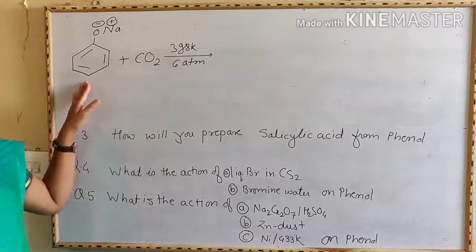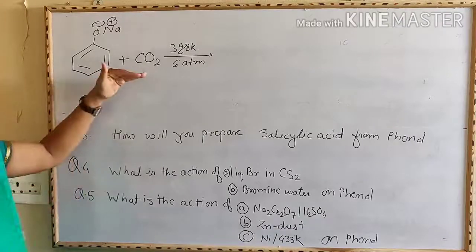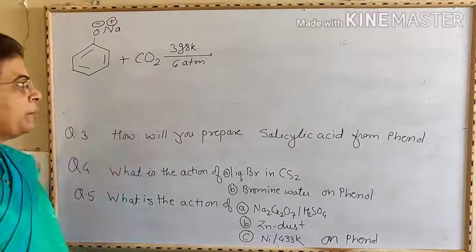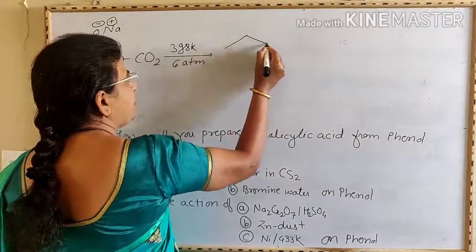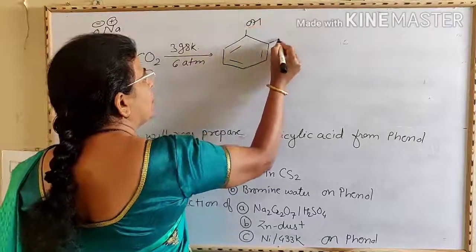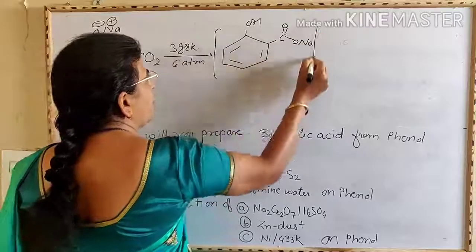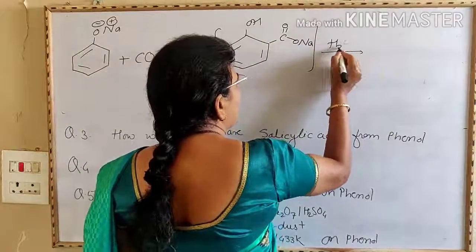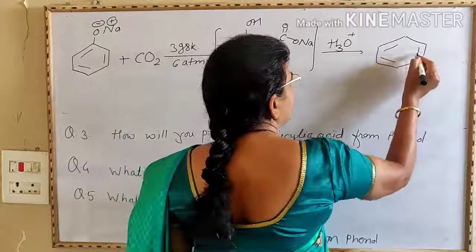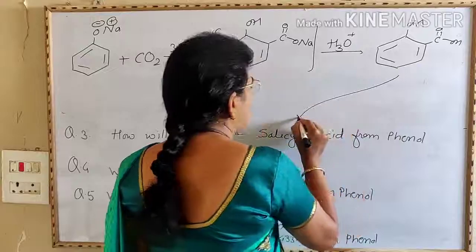Friends, sodium phenoxide, which is obtained by the action of phenol with aqueous NaOH, when reacted with carbon dioxide at 398 Kelvin under 6 atmospheric pressure, then formation of this salt takes place. This is an intermediate, and when it undergoes hydrolysis with H3O plus, formation of salicylic acid takes place. This compound is salicylic acid.